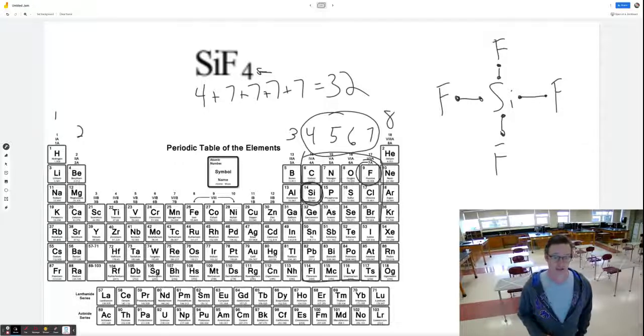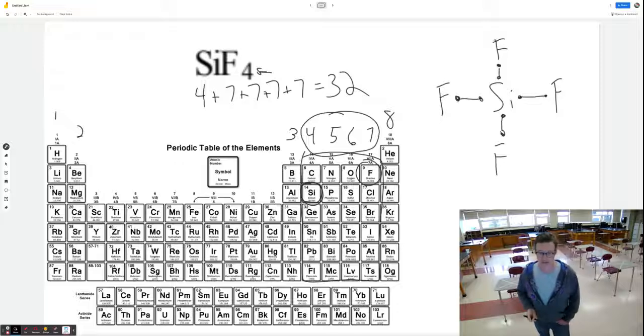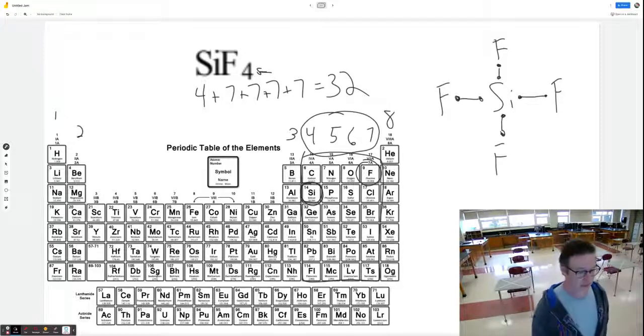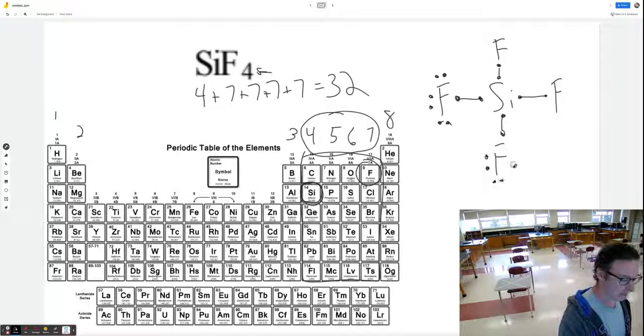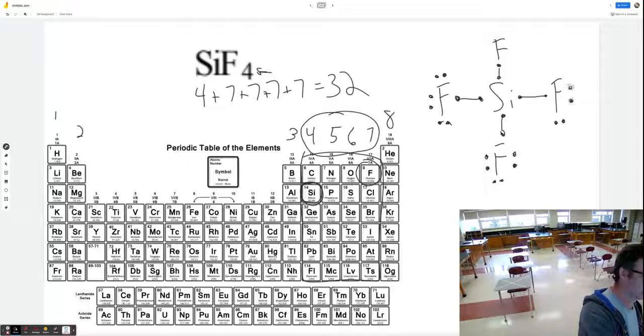Okay, so we've used 8 electrons, which means now we have 24 electrons left. So let's move to the outside atoms. Fluorine has 2 electrons connected to it, which means it needs 6 more. Each fluorine needs 6 more electrons to fill its octet.